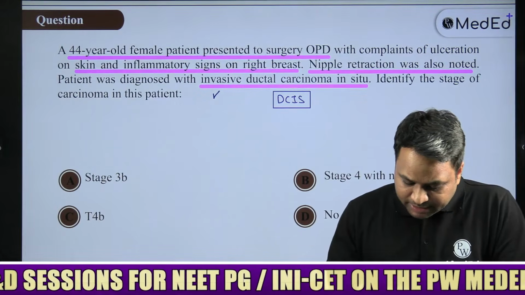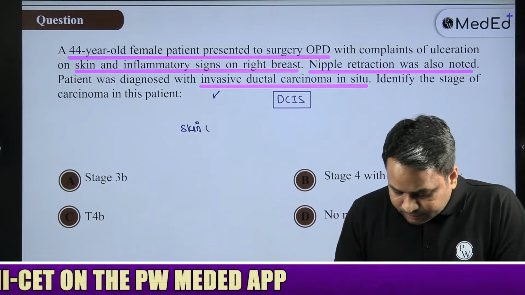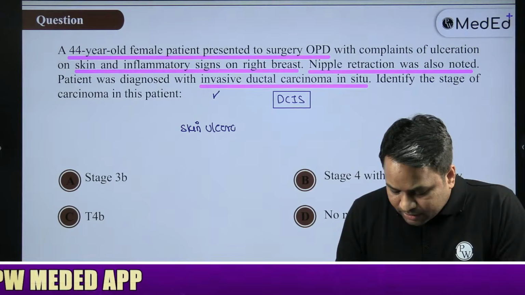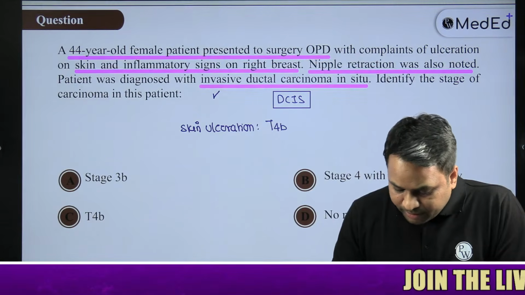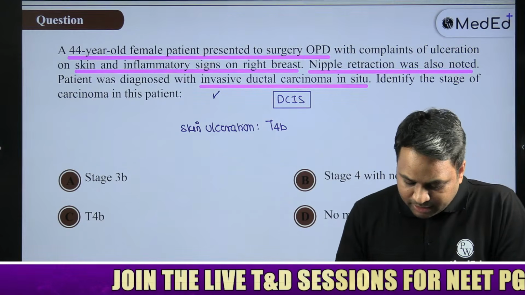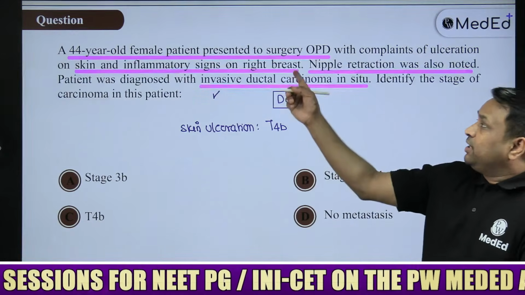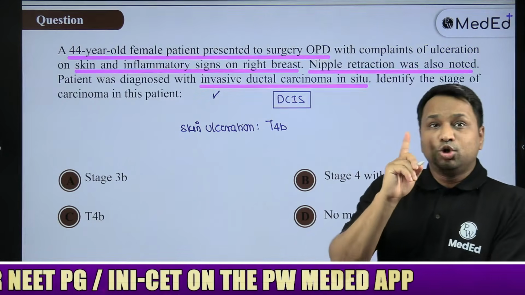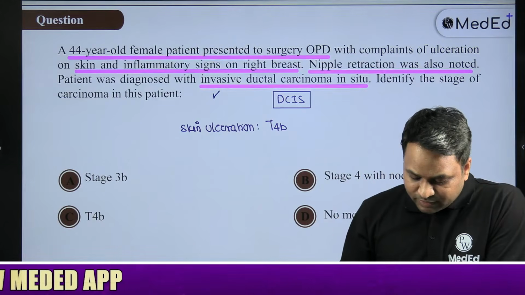Complaint: ulceration of the skin. Now, skin ulceration, we have already dealt with this. If you have a patient with skin ulceration, it will be your T4B disease. Inflammatory signs on the right breast, nipple is retracted, patient was diagnosed with invasive ductal carcinoma. See, unless it tells you that inflammation is involving more than one-third, you are not going to do anything over that. Now, what is the stage of the disease?